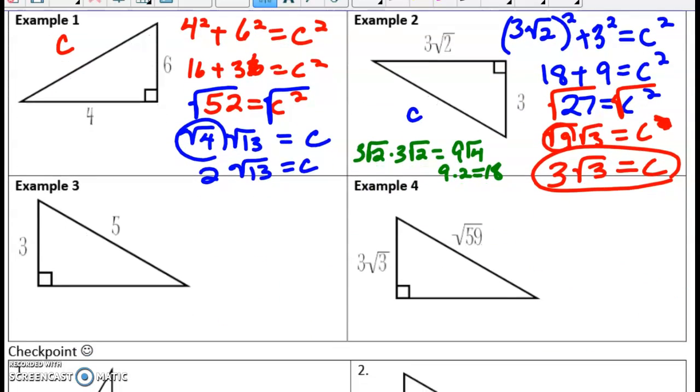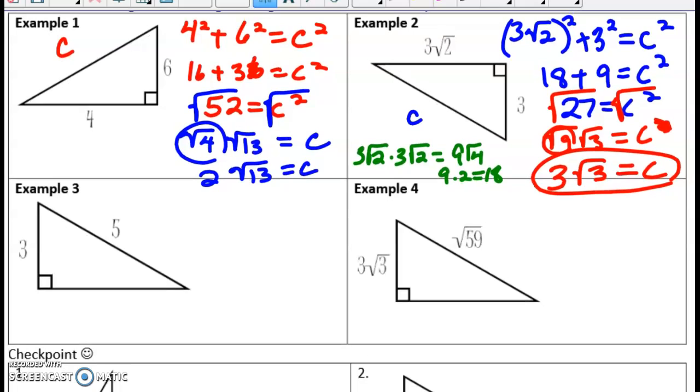Okay. In example number 3, here's the difference. This time I have the hypotenuse. This is the side across from the right angle. I don't have one of the legs. You can call it A or B, it doesn't matter. So here I'm going to say A squared plus B squared equals the hypotenuse, or C squared.